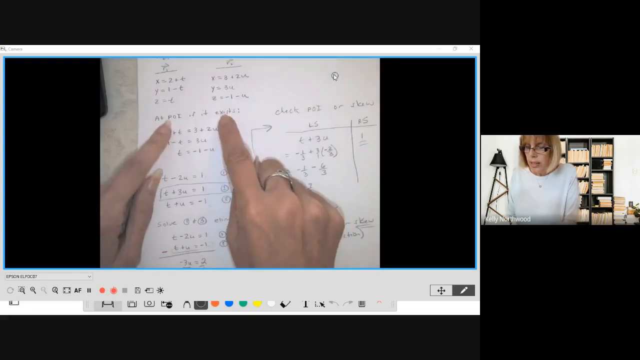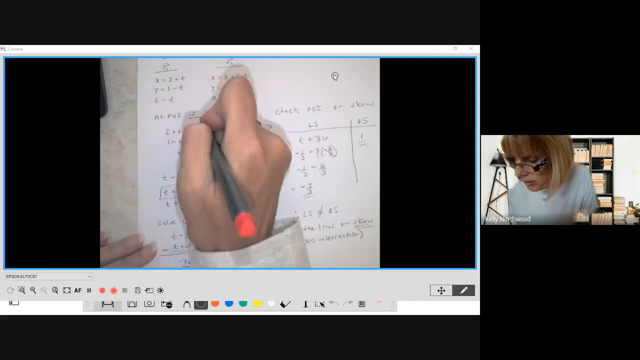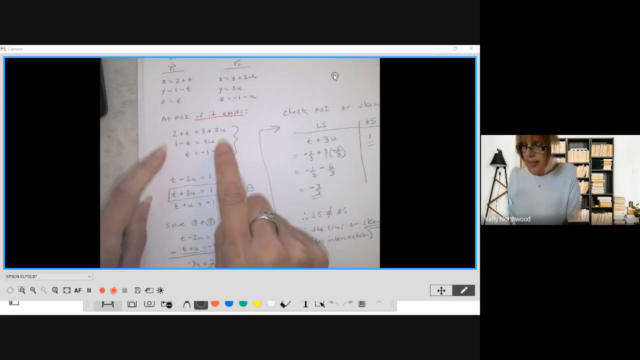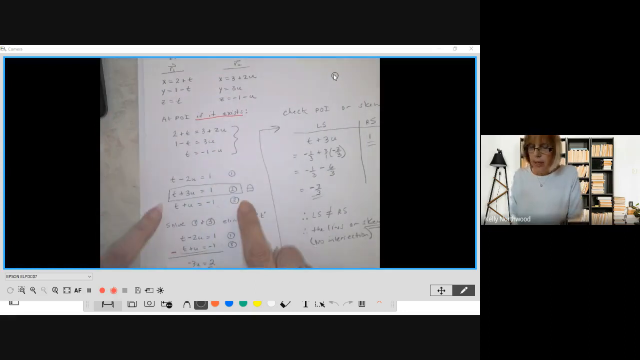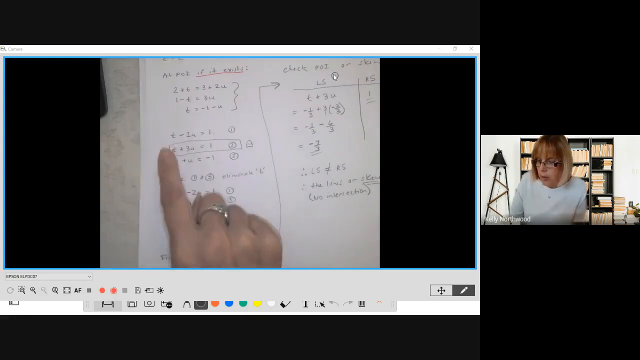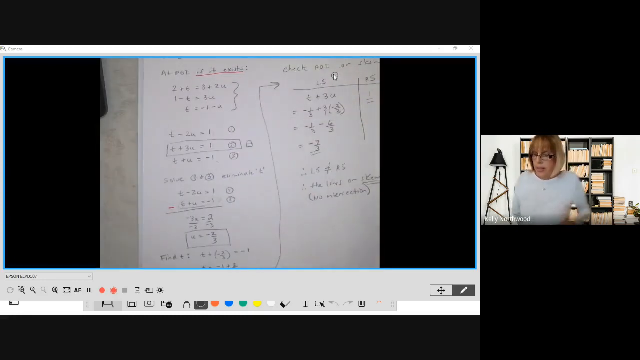Then at the point of intersection, if it exists, so again, this is good to write down here because it may be a point of intersection, it may be skew. Set the x's, y's, and z's equal to each other. Rearrange the equations so they've got the variables on one side and the constants on the other. Lock one of them away and solve the other system, the remaining two.